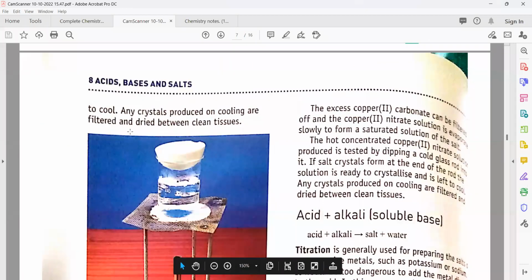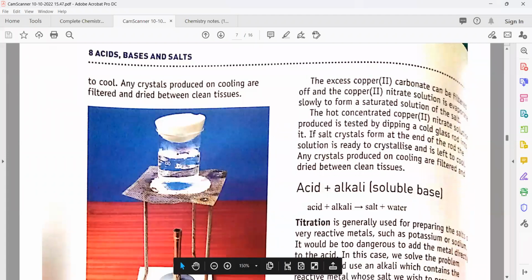here to cool. So if you touch it, you know whether the solution is concentrated or not. You check it with the rod, dip it and take the rod out. If the crystals are formed, then you evaporate the excess from it.